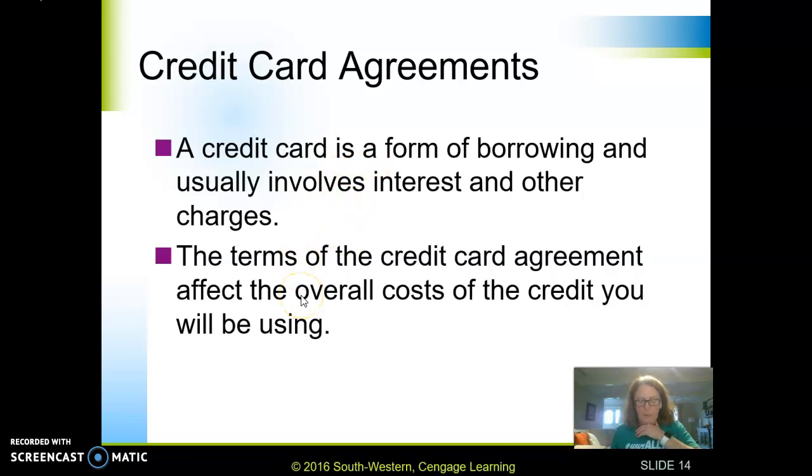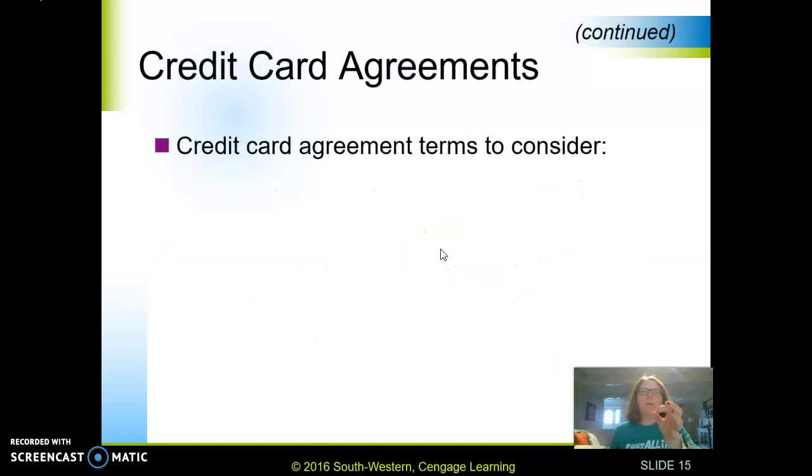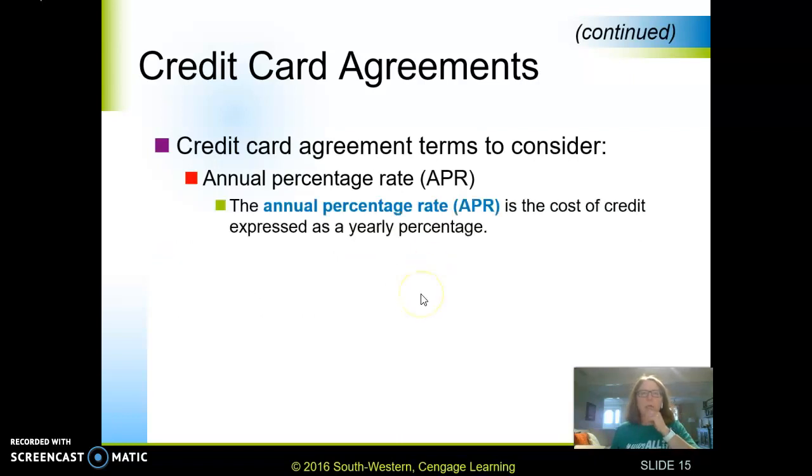Again, a credit card agreement is a form of borrowing that involves interest and other charges, and there are terms to these agreements that affect the overall cost of the credit, so you have to pay really close attention to these components. The first one I would consider is the annual percentage rate, which is the cost of the credit expressed as a yearly percentage.